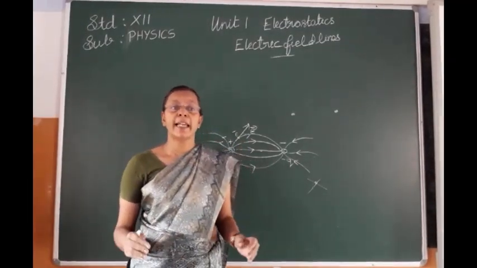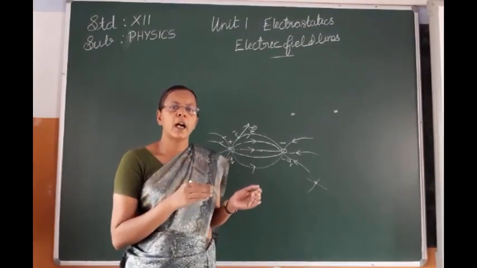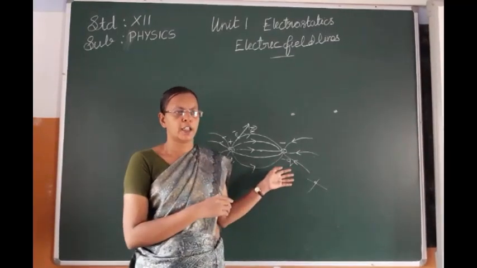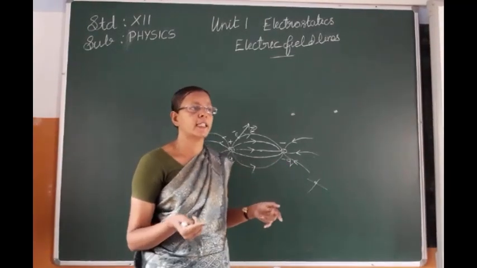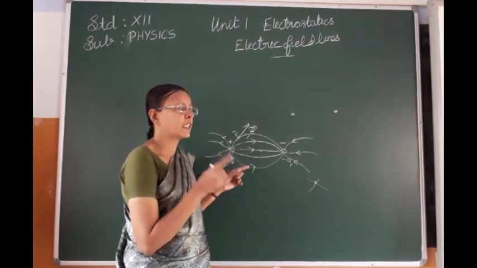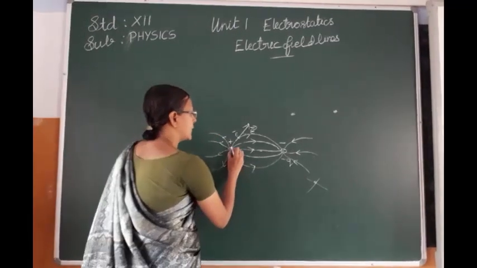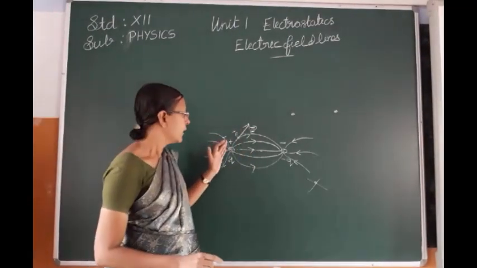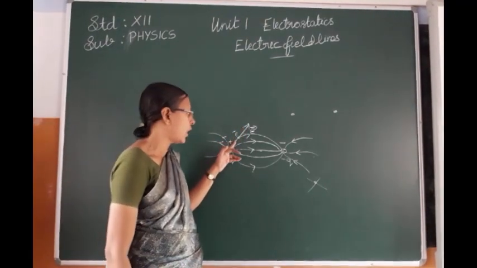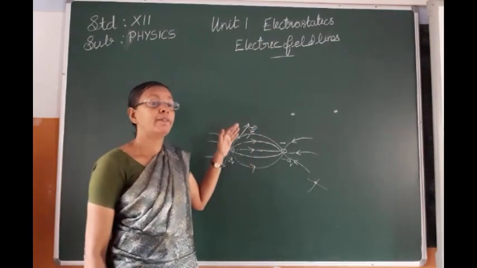Okay, the electric field lines here ending at the negative charge are pointing radially towards the negative charge. The second point is that the electric field vectors are tangential. What is tangential? Touching the line. The electric field vectors are tangential to the electric field lines.